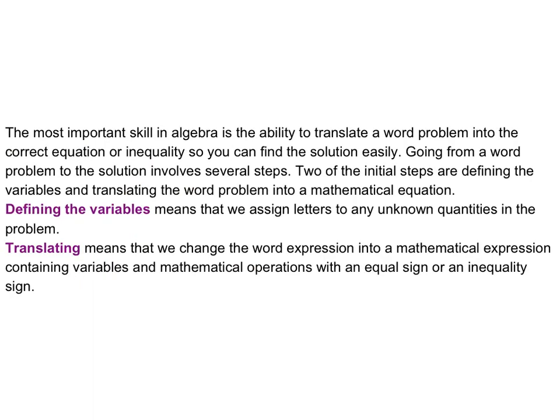The most important skill in algebra is the ability to translate a word problem into a correct equation or inequality so you can find the solution easily. Going from a word problem to the solution involves several steps. Two of the initial steps are defining the variables and translating the word problem into a mathematical equation. Defining the variables means that we assign letters to any unknown quantities in the problem. Translating means that we change the word expression into a mathematical expression containing variables and mathematical operations with an equal sign or an inequality sign.